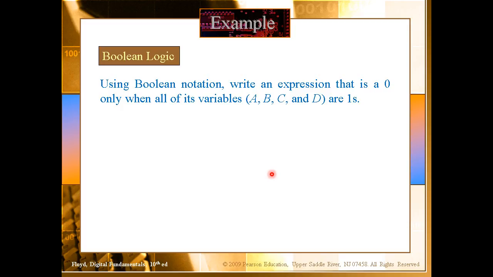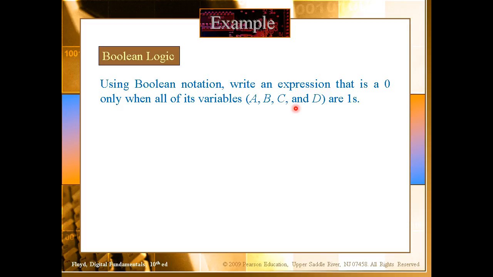Now, for an example, if somebody asks you, can you write an expression which will be 0 only when all of the variables A, B, C, and D are 1s? Now, first of all, how can I write this expression? This is actually easy, but I have to figure it out. How do I write it? First of all, if you notice, there are 4 variables here, right? So if you have 4 variables, you should check the table that we have for 4 inputs.